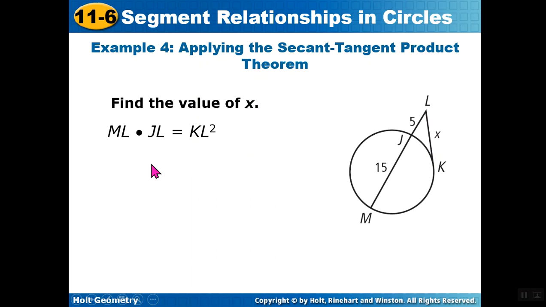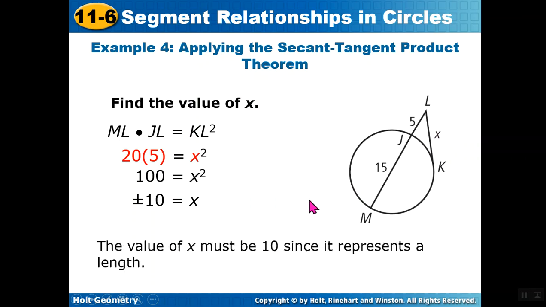Now substitute: 20 times 5 is equal to x squared. 20 times 5 is 100, equal to x squared. To get x, we have to take the square root of both sides, so x is equal to positive or negative 10. Of course, we can't take the negative 10 because this is a length and a length can't be negative. So the value of x must be 10.